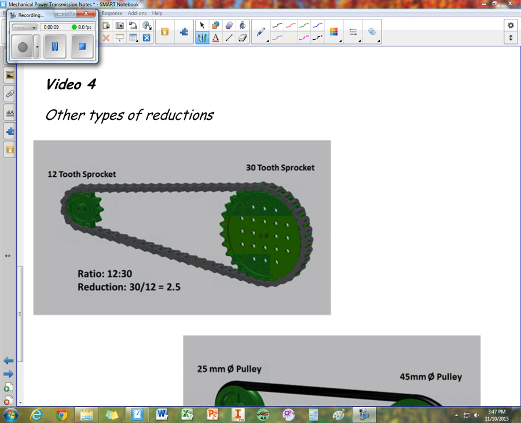Okay, I wanted to begin by talking about other types of reductions. So, we got more than just gears. We can have chains and sprockets, and we can have pulleys. So, for this first one, we have a chain and sprocket. And what's really cool about this is, once again, we can use the number of teeth to do our calculations. So let's say that this is our input side and this is our output side. The mechanical advantage of the system, output over input, would be 30 divided by 12, which is 2.5. So we would see the speed drop by a factor of 2.5, and we would see the torque increase by a factor of 2.5.